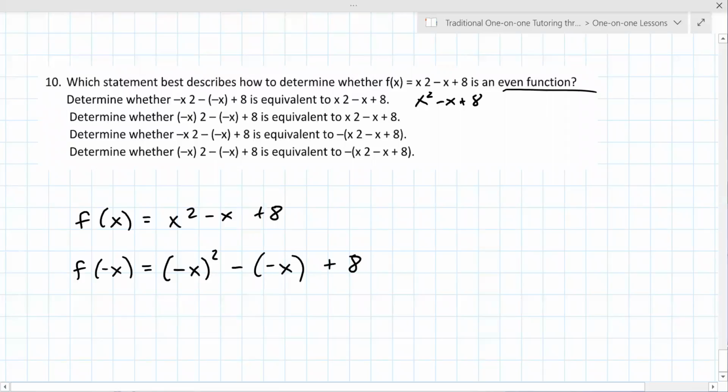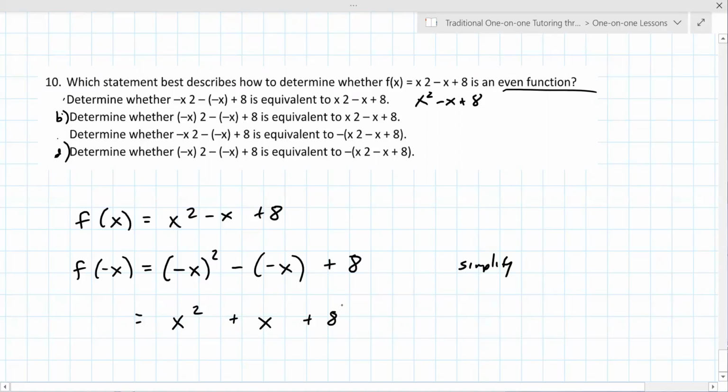Now, one of these, A, B, C, and D looks like one of this, but I'm going to say it's probably B and D just based on this. Yeah, I see why you would say that. Okay, now we need to simplify this, which means we need to evaluate the exponent. So this is x squared plus x plus 8. Negative x squared is positive x squared. Two negatives make a positive. And like you said before, the 8 is untouched.